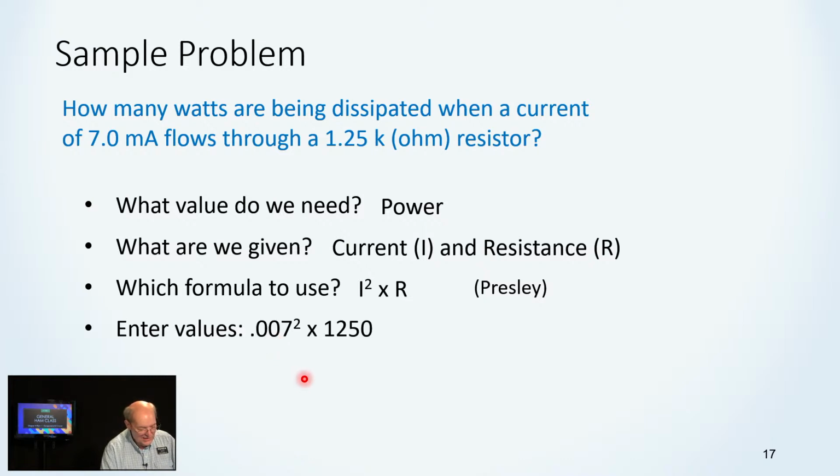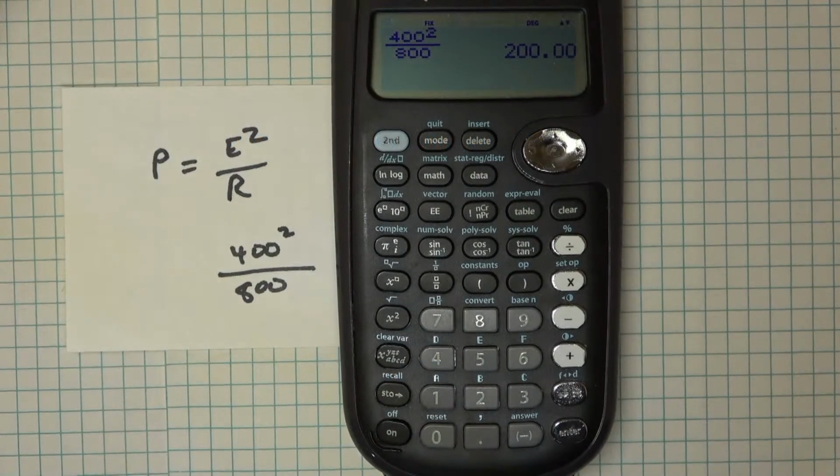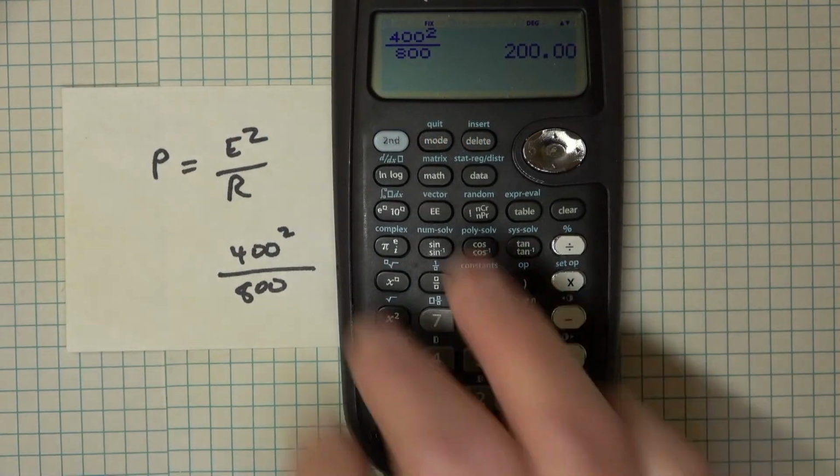And then we enter the values. Now, notice 7 milliamps. A milliamp is 1,000th of an amp, so that's why I've got 0.007 times 1250. And that should come up with 0.061 or 61 milliwatts. And I think I've got a card for this one. Yep, I do. So we'll walk through this one together.